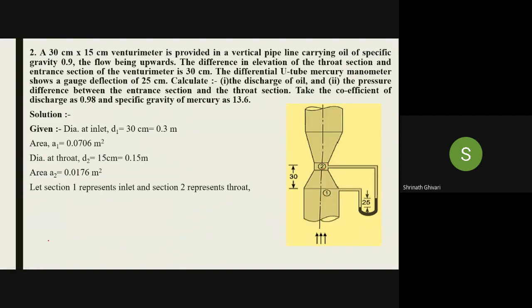Now Z2 minus Z1 is 30 centimeter. How we got this: see what is written in the question. The difference in the elevation of the throat section, that is Z2, and the entrance section, that is Z1, is 30 centimeters. Therefore Z2 minus Z1 is 30 centimeters, given as 0.3 meter. Now what is the specific gravity of the fluid which is flowing through the venturimeter?